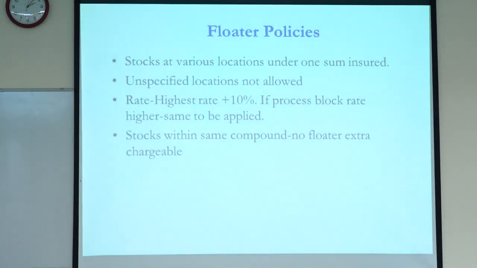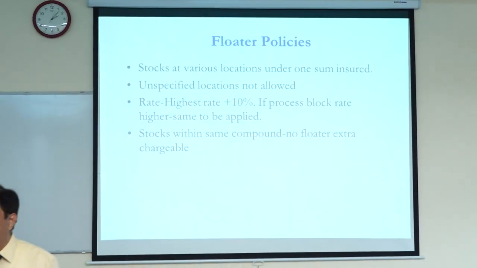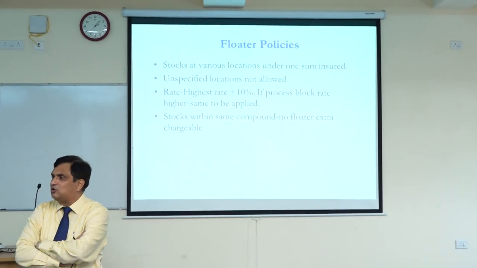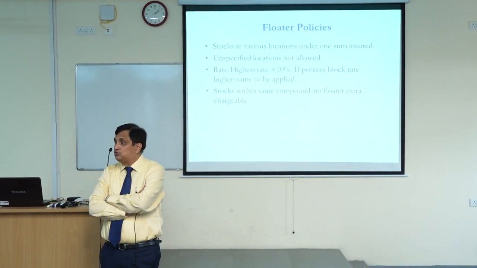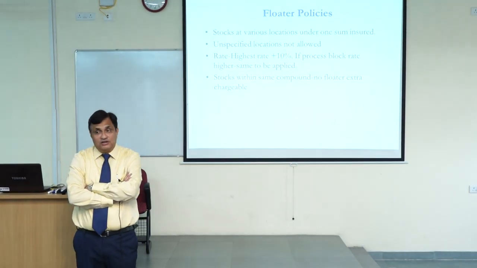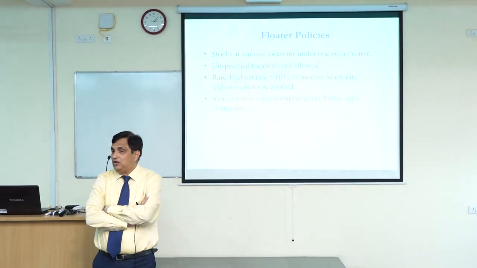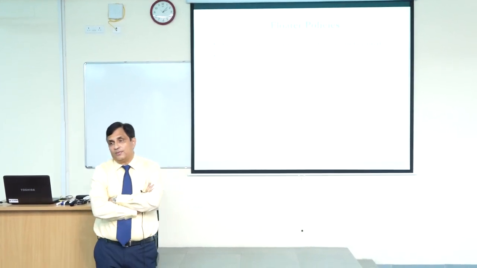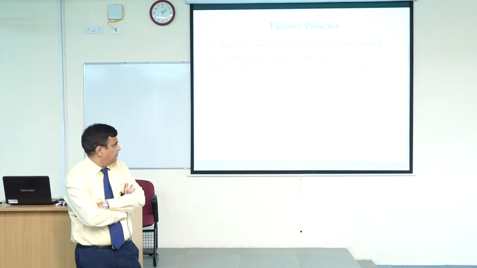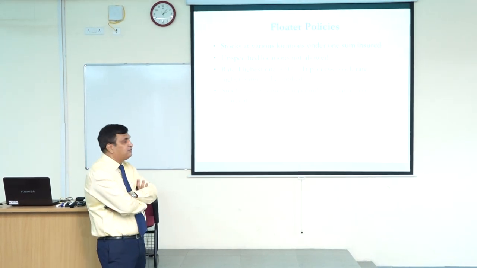Next thing is rate. How do you charge a rate? Because every location will have a separate rate, as there is another risk. So what they are saying is, if more than one location is covered in a floater policy, you need to look at which location has the highest rate. Take that highest rate and load it by 10%, and that rate you have to apply as far as the floater policy is concerned. If the process block rate is highest, the same is to be applied.